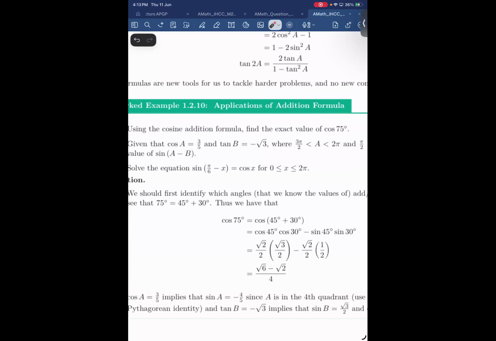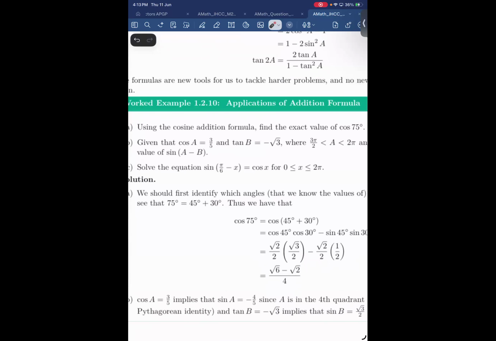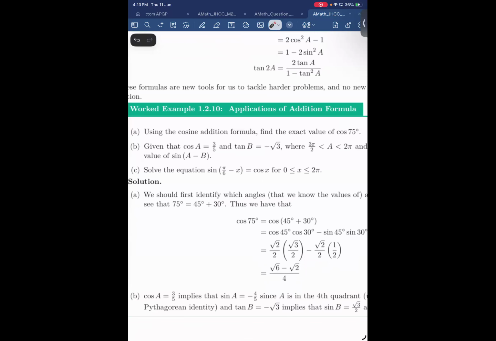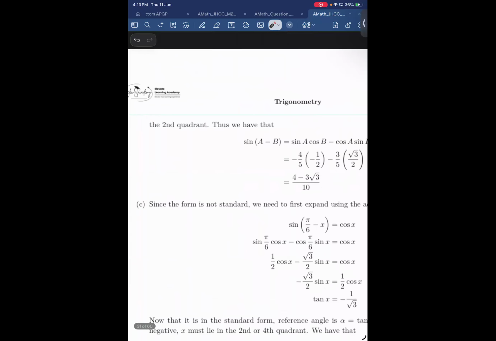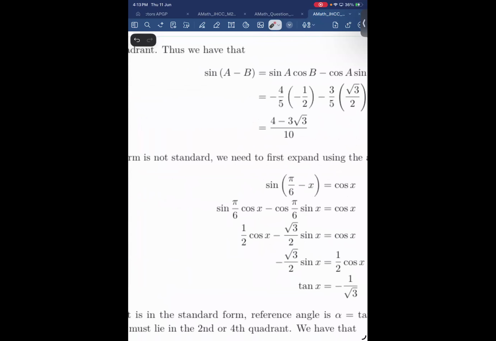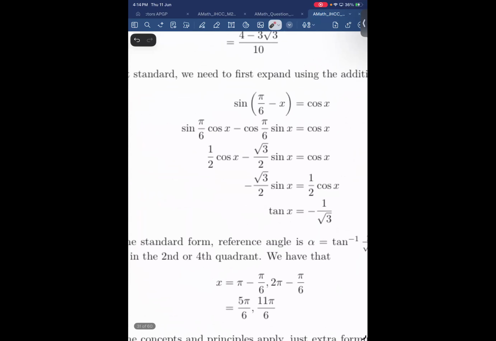Then for part C, solving an equation. Basically for this one, you just have to simplify using the addition formula. You can take a look at the steps, nothing too crazy. For the first one, you just expand it and use the special angles. For part B, essentially you're doing the reference angle stuff, just with A and B, and then you combine them together in the addition formula. For part C, you are just going to be expanding it and then simplifying. So really all the same concepts do apply.